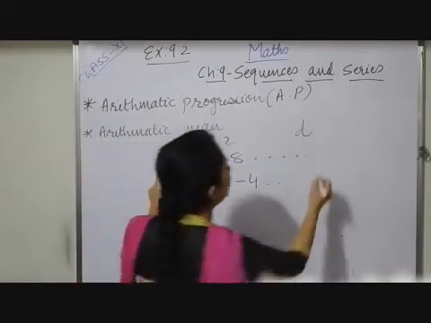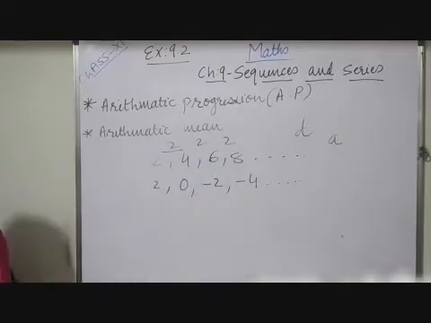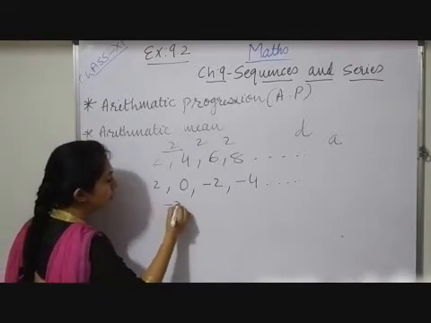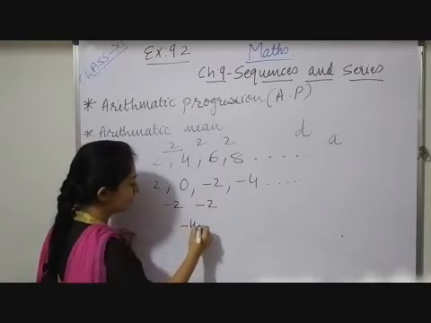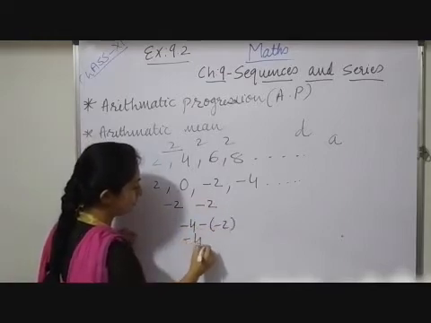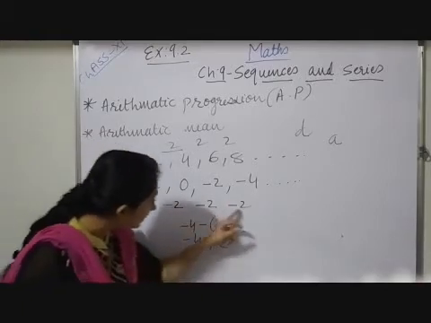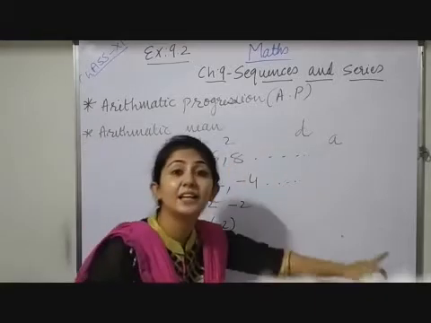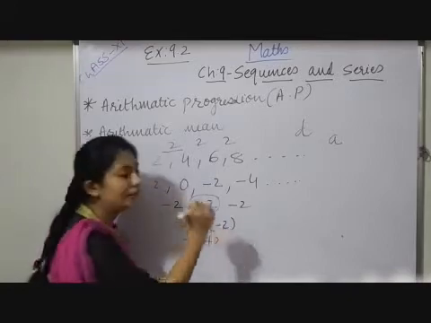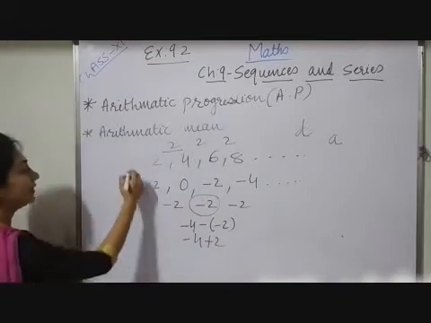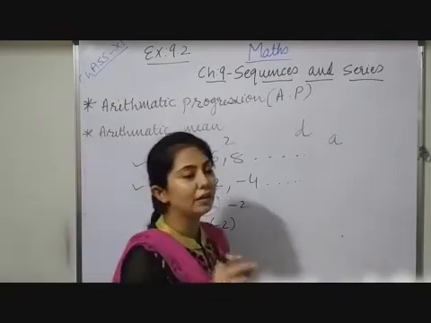The first term we denote as A, that is 2. Now observe this one also: 0 minus 2 is minus 2, minus 2 minus 0 is minus 2, minus 4 minus (minus 2), that is minus 4 plus 2, again gives minus 2. Observe, here it is decreasing, whereas in the previous one it is increasing. But the constant is common: the common difference is minus 2. So again we can consider it as AP. I hope this concept of AP is very clear to you.